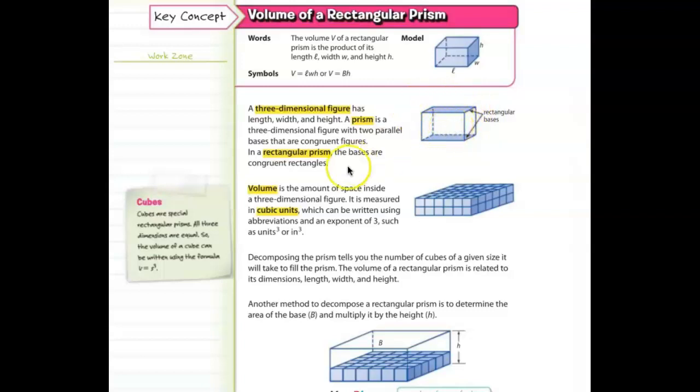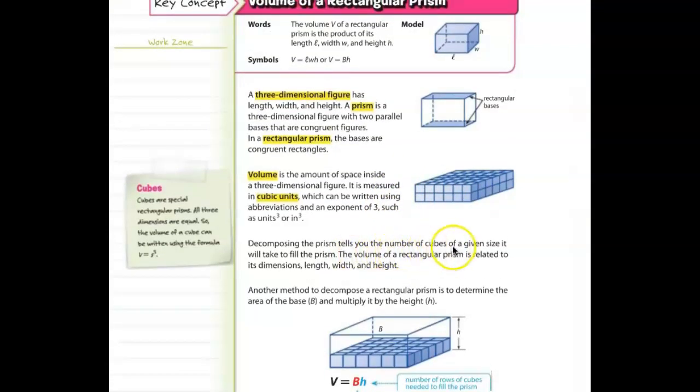the bottom are rectangles. Okay, so the volume is the amount of space that's inside the three-dimensional figure, and it's measured in cubic units. So you can see these three-dimensional cubes, like sugar cubes or like dice. They're all stacked together, and we would figure out the volume by multiplying to find the area of the base, and then how many layers is going to depend on the height of the object for the rectangular prism. Decomposing the prism tells you the number of cubes at a given size that it will take to fill the prism. The volume of a rectangular prism is related to the dimensions length times width times height.